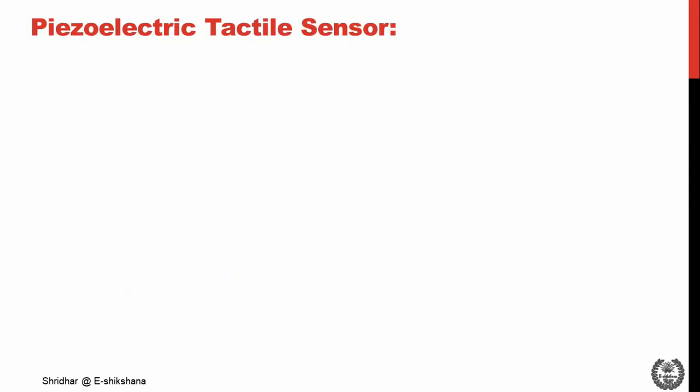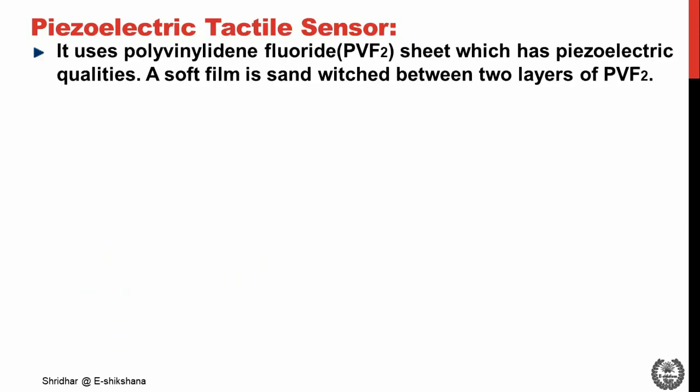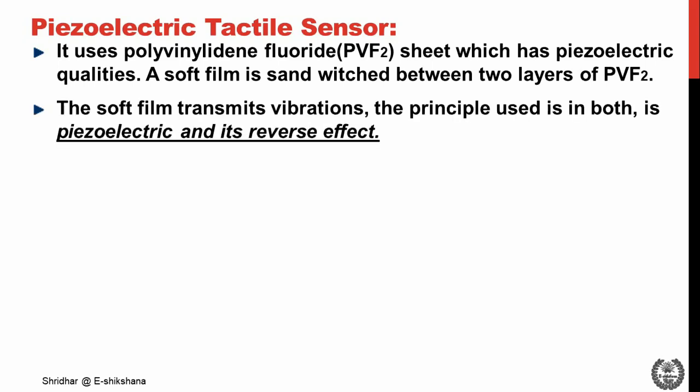We'll discuss the piezoelectric tactile sensor. It uses polyvinyl fluoride sheet, which has piezoelectric qualities. A soft film is sandwiched between two layers of PVF2. The soft film transmits vibration. The principle used in both is the piezoelectric effect and its reverse effect.